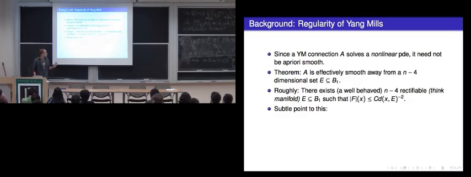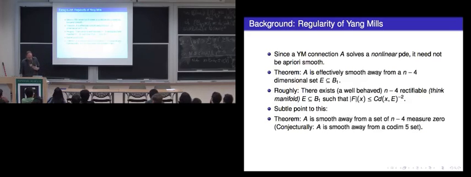But despite this, you are generally smooth on a larger set, but you just don't know how smooth. One knows that you're smooth away from an n-4 measure 0 set. And one of the really nice conjectures left over here is that you're actually smooth away from a codimension 5 set in general. As a nice clear example, that means in dimension 4, Yang-Mills connections are always smooth, but not effectively so. We'll see exactly how this happens. That's basically what defect measure quantifies.